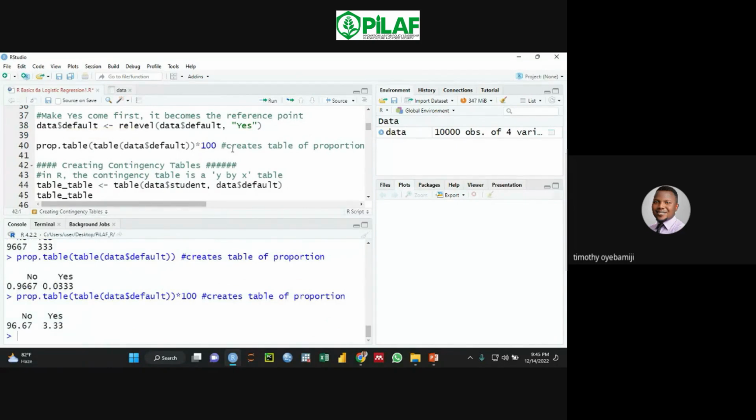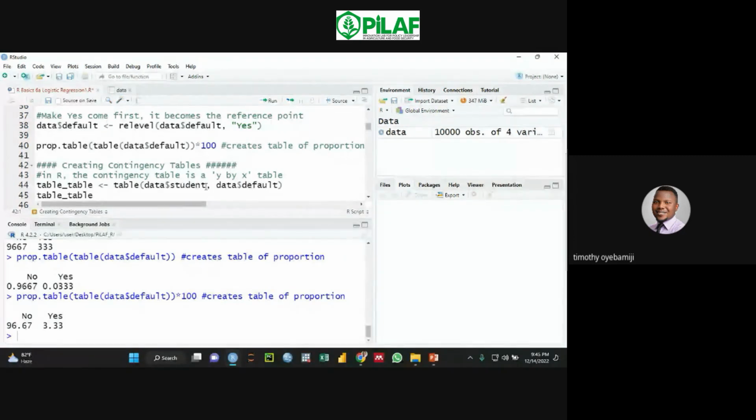By 100. So you can see what I was saying here, 96.67, 3.33. All right. So for contingency table, like I said, a contingency table is a table that has row headers and column headers. They intersect and show us some marginal or joint values. All right. So now we are doing a table not just for defaults, but for students.